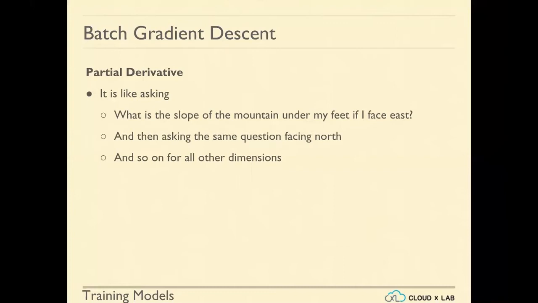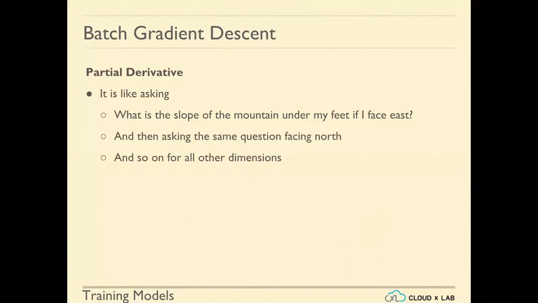And therefore, a greedy approach is what we take. At every point of time, we try to find out where the slope is going, and we just go there. The only challenge with gradient descent in that case is that you might get stuck in a local minima, or you might get stuck at a flat surface, right?